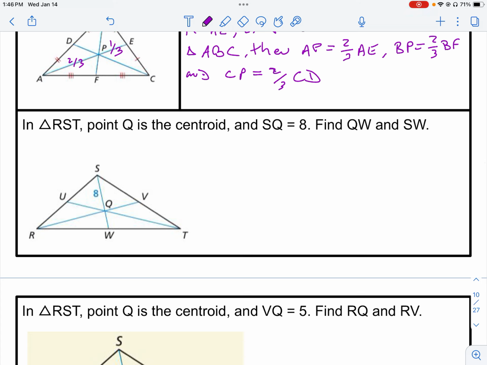So let's apply this. In this triangle RST, Q is the centroid. Q is made up of medians, so we know SW, RV, and TU are all medians of triangle RST. We also know that U, V, and W are all midpoints of the sides. So let's find QW. QW is right here. Well, SW is 8, which is on the 2/3 side, and QW is on the 1/3 side, and 1/3 is half of 2/3, so it's going to be 4. And then SW, which is the entire median, is going to be 3/3, or 8 plus 4, 12.